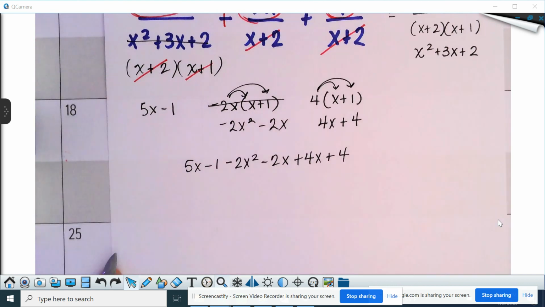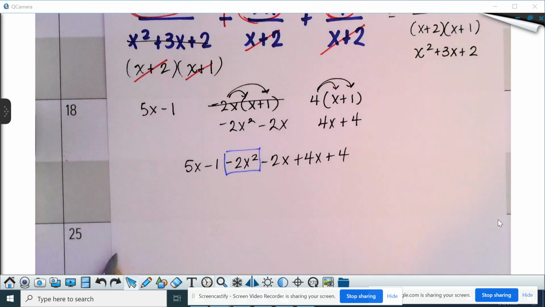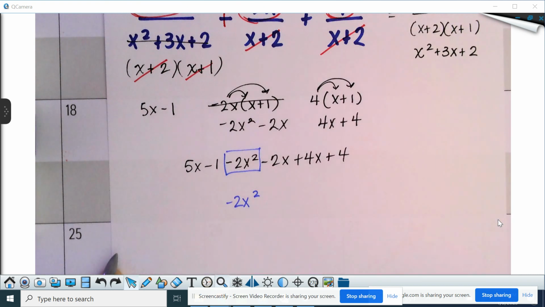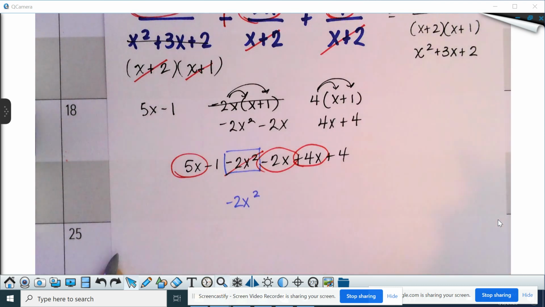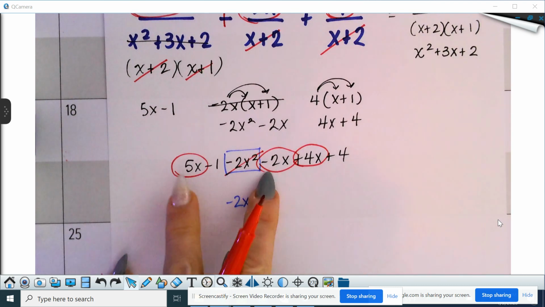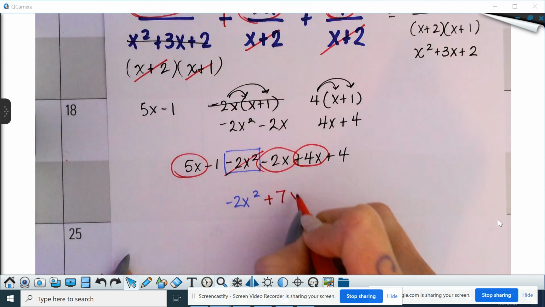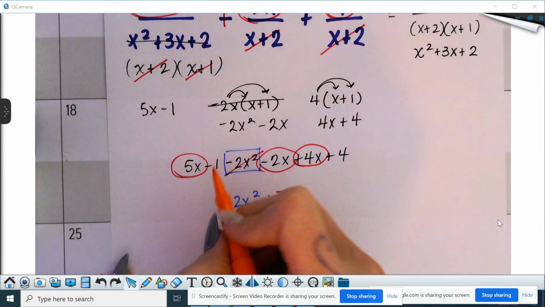And again, now you're going to combine your like terms. x squared is the largest, so it's going to go first. That negative 2x squared, so we can cross him out because we took care of him. Now we're going to look at our x's. So we have minus 2 plus 4 plus 5. So that's 9 minus 2, which is going to be 7x.